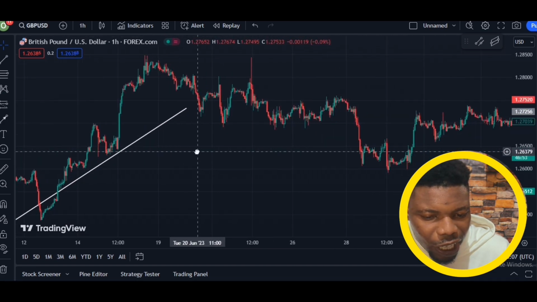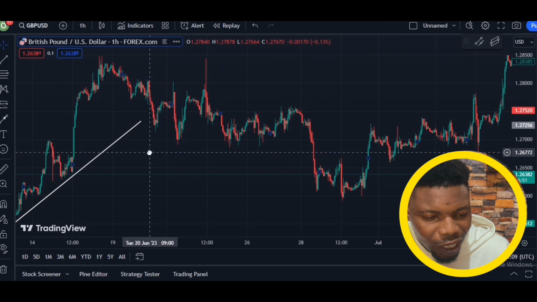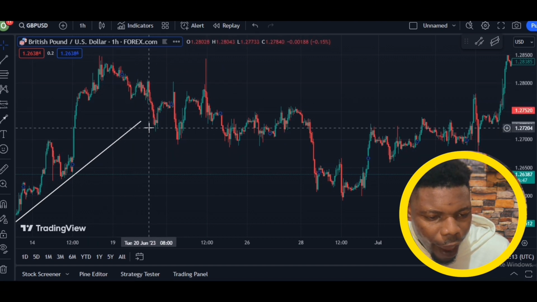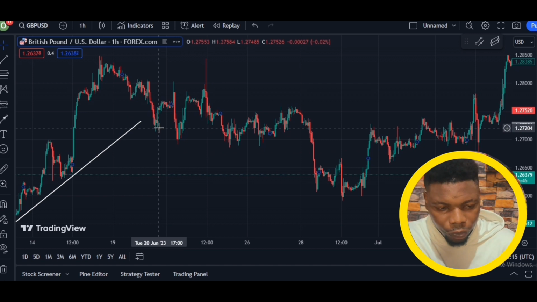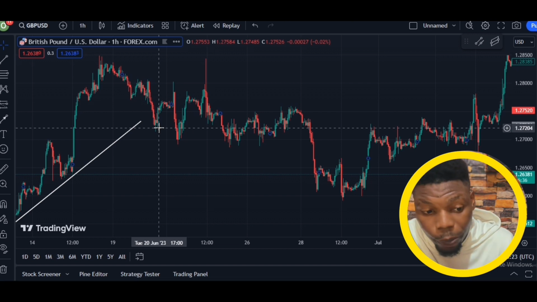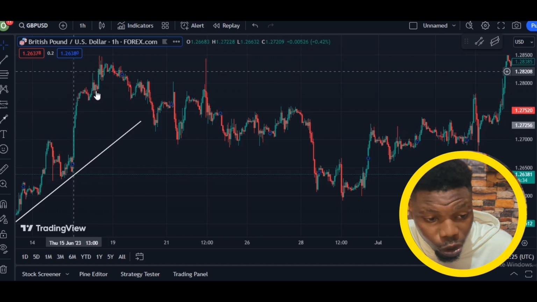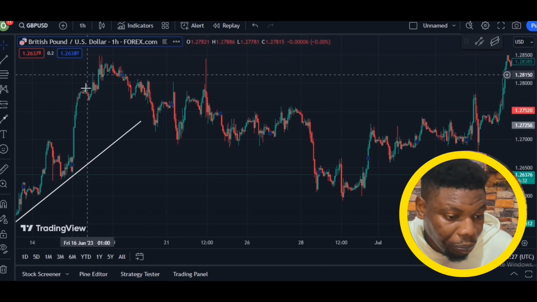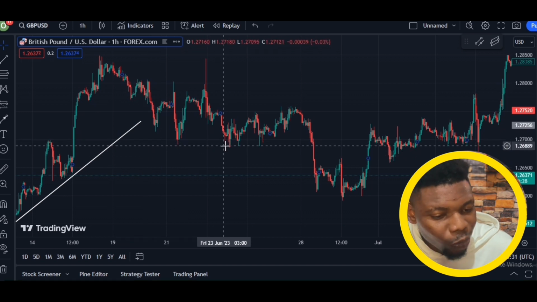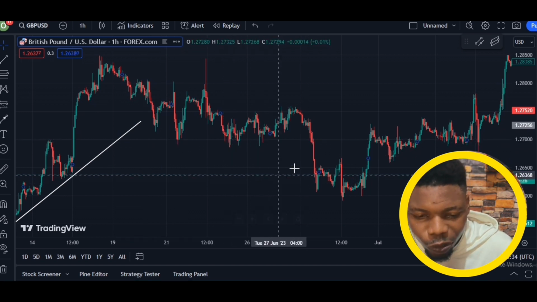But when we got here, what can we see? We can see that the market created a false change of character, a false information that the market is about to change its direction. That's what happened here. So we had a very strong bullish structure. Then we can see a change of character here, a downside break of structure.